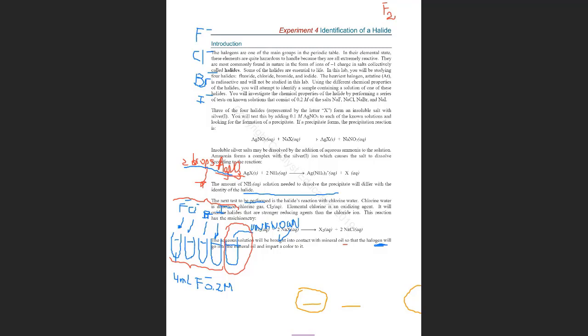Once the 2 layers are ready, you are going to add to all of these tubes 2 ml of Cl2. You are going to add chlorine water to each test tube. This is the second test. And then what is going to happen? Let's look at the reaction here.